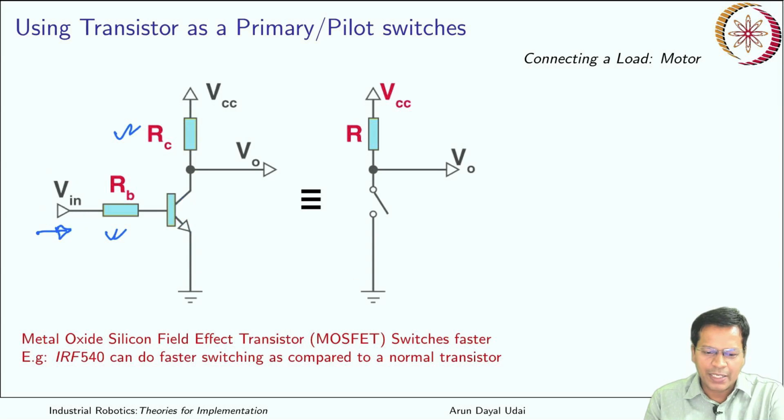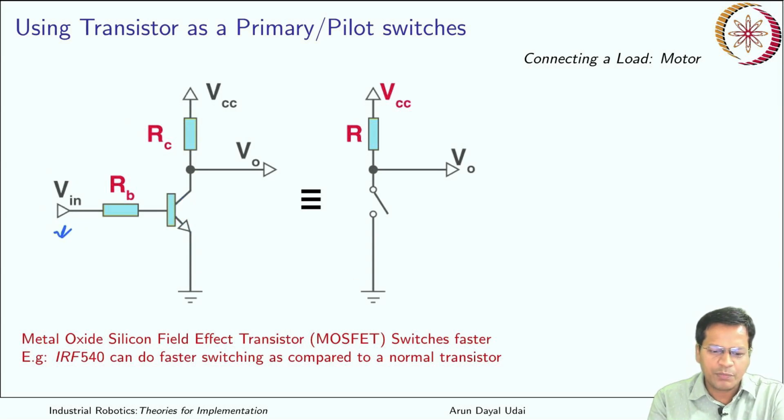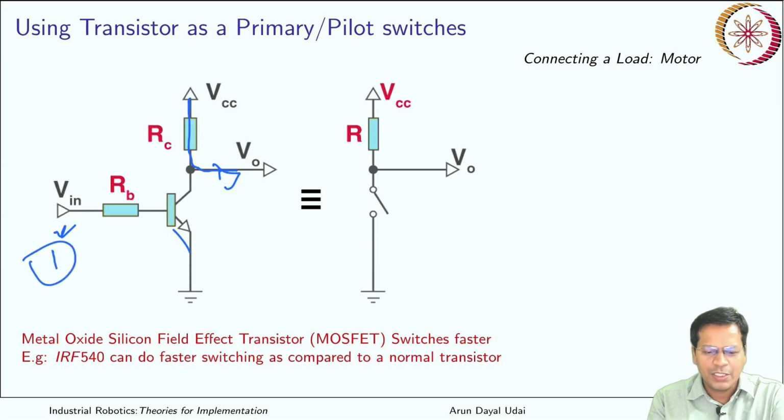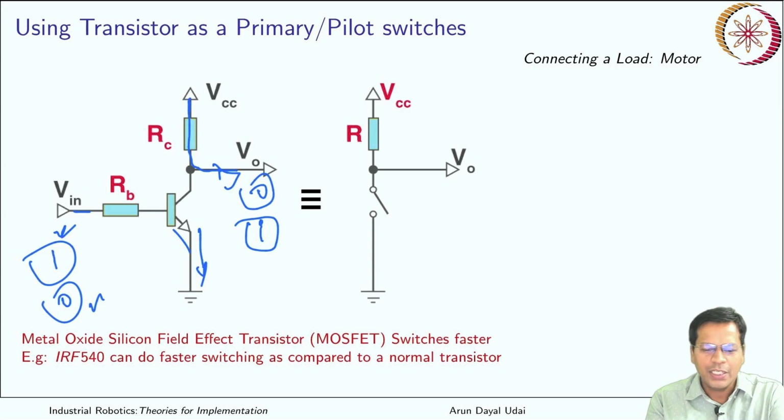So if you don't apply current from here, if no current is there from here, current will not flow through this transistor, and finally it will all go from this direction. So it is just like a NOT gate. If you provide 1 over here, you see 0 over here. If you provide 0 here, you see 1 here. If you provide 1 here, you see 0 here. So this is just a NOT gate operation.